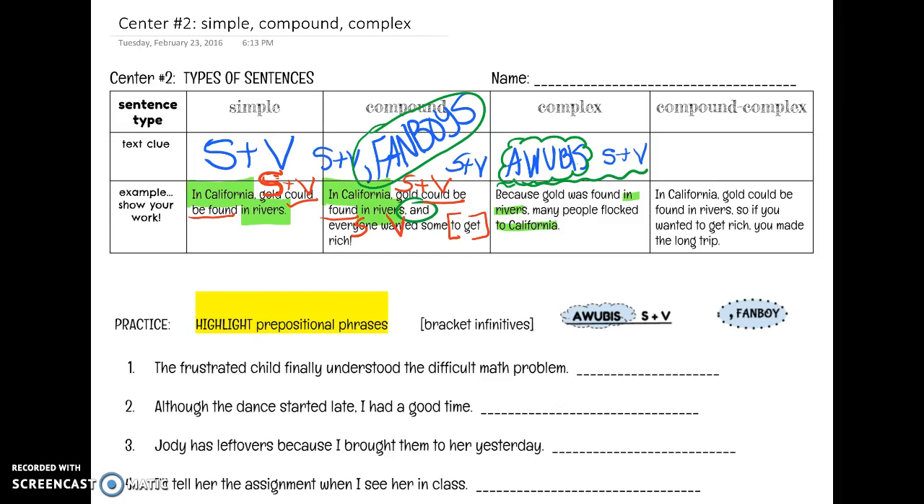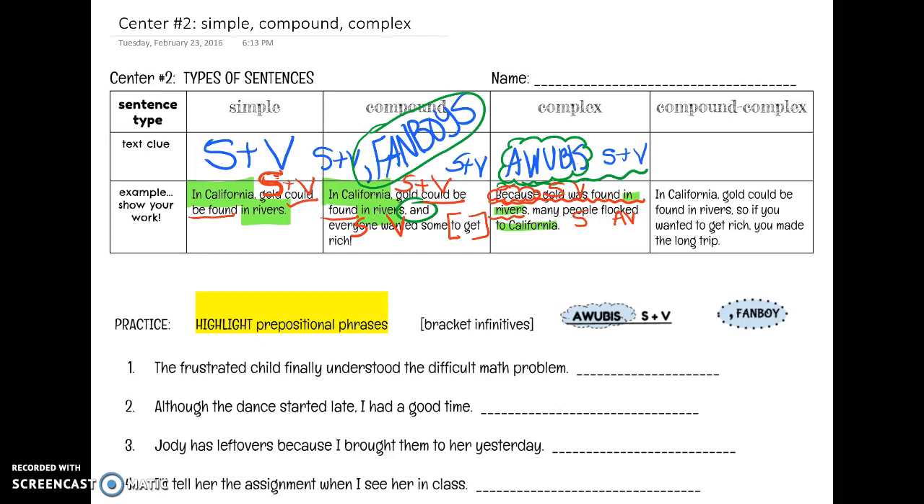Now I want to look to see, do I see an AWUBIS? And I do, because. So I'm going to draw my little cloud around it. Because what? Because gold was found, and this whole thing all the way to the comma is my dependent clause. Because gold was found in rivers, many people flocked to California. The main subject here is people and flocked. I want to check to see that my dependent clause has a subject and a verb as well. Because gold was found in rivers. Gold is the subject there, and was is my verb, or was found.